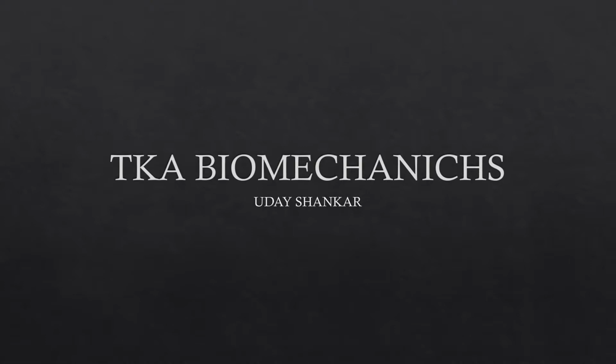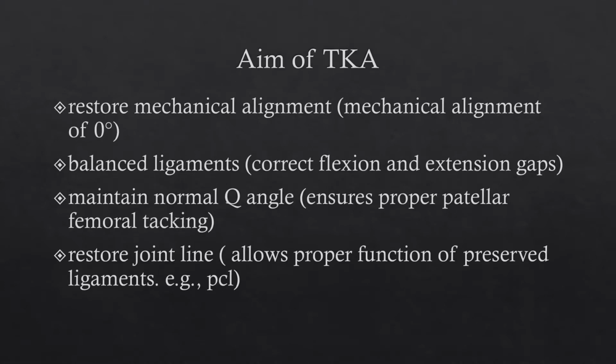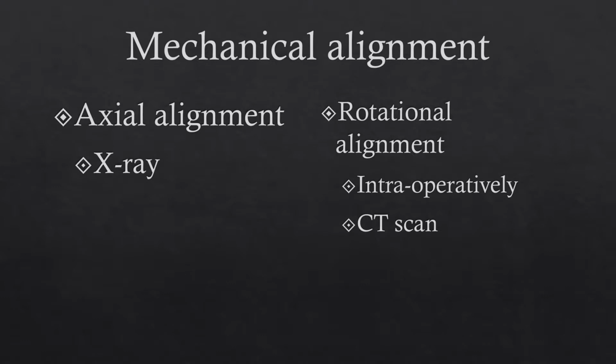TKA biomechanics. The aim of TKA is to restore the mechanical alignment, that is, a mechanical alignment of 0 degrees, balance the ligaments to correct the flexion and extension gap, maintain the normal Q angle to ensure proper patellofemoral tracking, and restore the joint line to allow the proper function of the preserved ligament.